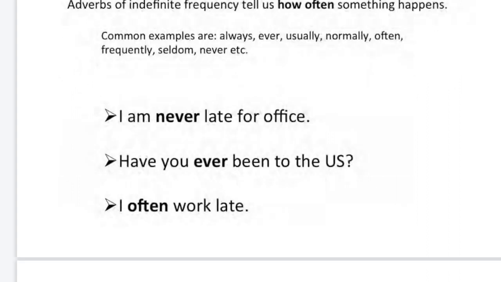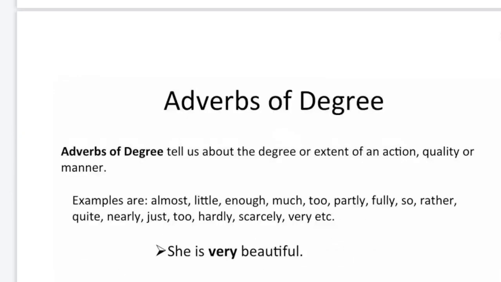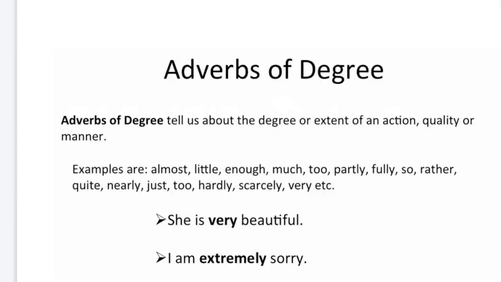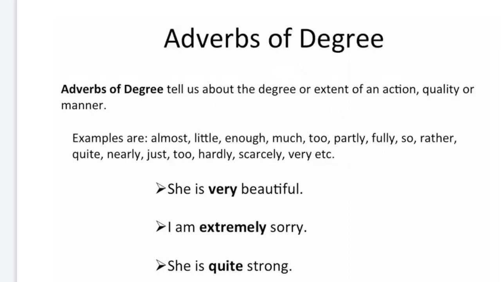Now let us see adverb of purpose. Adverb of purpose tells why something is done, and adverb of degree tells us about the degree or extent of an action. For example, if I say I am doing yoga to lose weight, so to lose weight is the purpose, so it becomes adverb of purpose. But if something shows degree, like to what extent something is done, then it becomes adverb of degree.